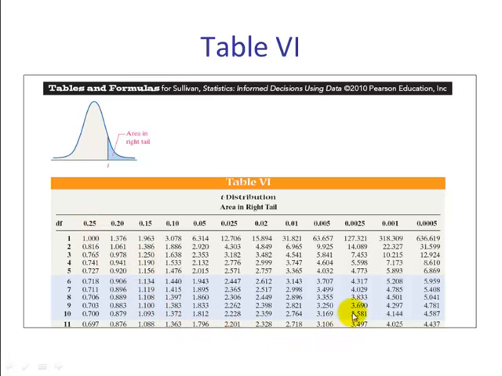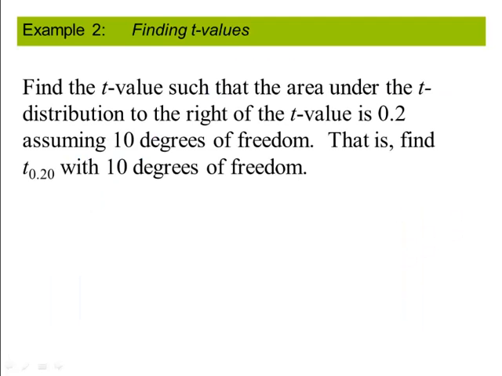These numbers in the body of the table, you'll see, are almost all larger than 1, and the reason is that these are actually t values, and these are probabilities. Okay, so let's do an example. Find the t value such that the area under the t distribution to the right of the t value is 0.2, assuming 10 degrees of freedom. That is, find t sub 0.20 with 10 degrees of freedom.